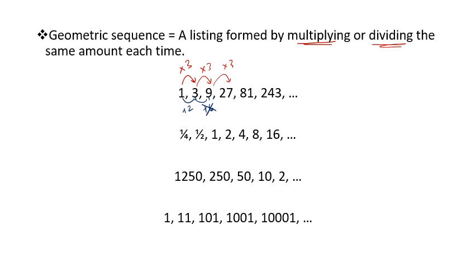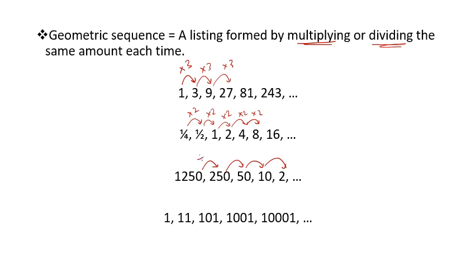Same thing down here for the second one. Let me erase this because we don't really need it now. So 1/4 to 1/2. It's a little bit tougher because we've got some fractions to deal with, but we're multiplying by 2, we're multiplying by 2 times 2 times 2, and so on. And so this is geometric because we're multiplying by 2 each time. This is a little bit more difficult.